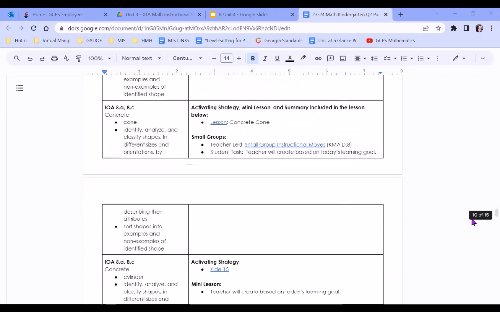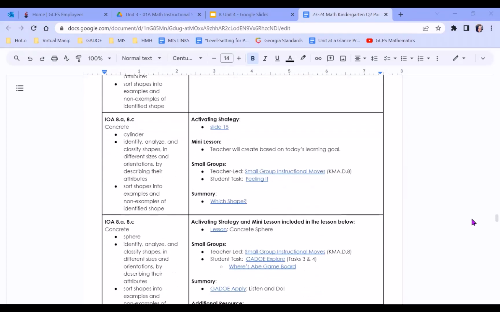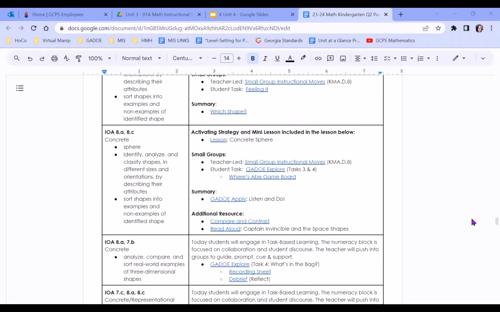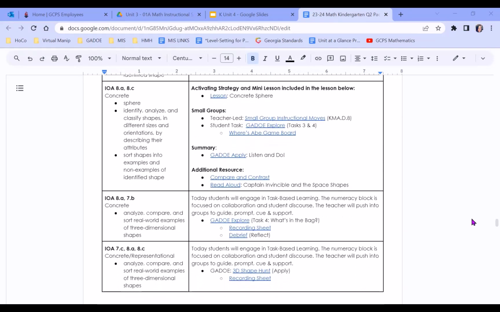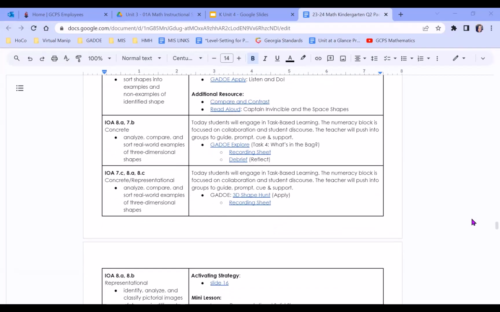We will classify shapes of different sizes and orientations, as well as sort shapes into examples and non-examples. Students should also be able to compare two-dimensional and three-dimensional shapes by explaining the similarities and differences. During this time, we will also create models using basic shapes to represent specific objects found in the environment.